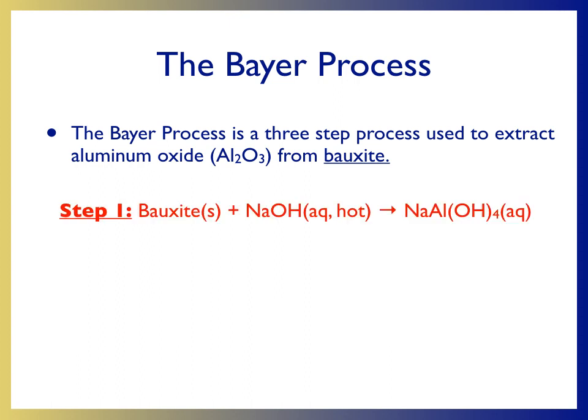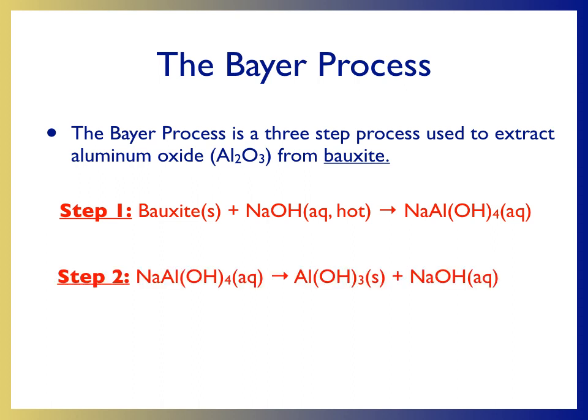The first step is to take bauxite, which is a mixture of aluminum hydroxide and aluminum oxygen hydroxide, and react it with NaOH. This converts all of the components of bauxite into sodium aluminum hydroxide. The Al(OH)4 minus is a complex ion that is combined with sodium. This is done at very, very high heat.